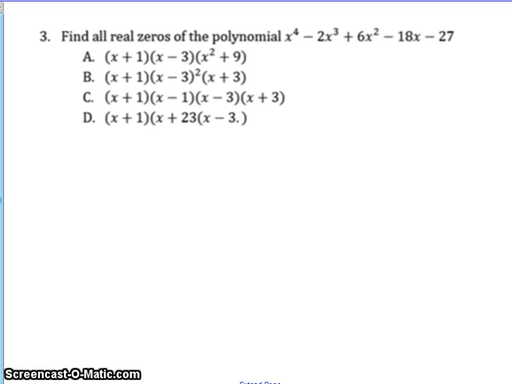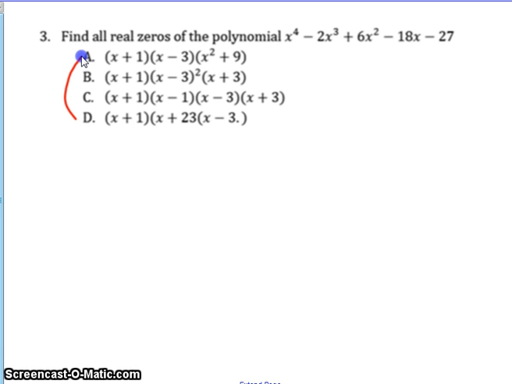This is pre-calc final exam review 1A, problem 3. Find all the real zeros of the polynomial. This question is worded badly. Zeros are solutions. And what they've shown you here are different factorizations. But this is what the final exam is.